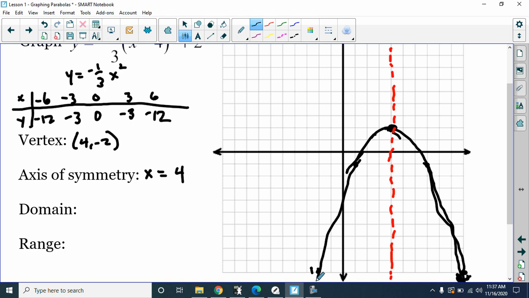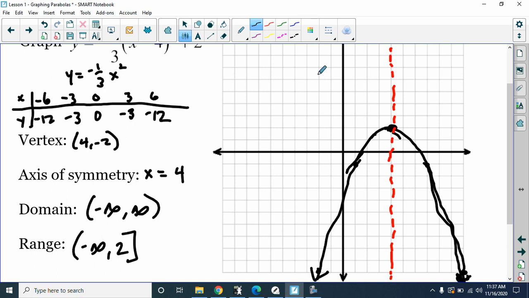The domain, once we have the graph, we can see our domain is all real numbers. There are no x values left out of my graph. And the range is all the y values smaller than or equal to 2, so starting down at negative infinity and going up to 2, including 2.